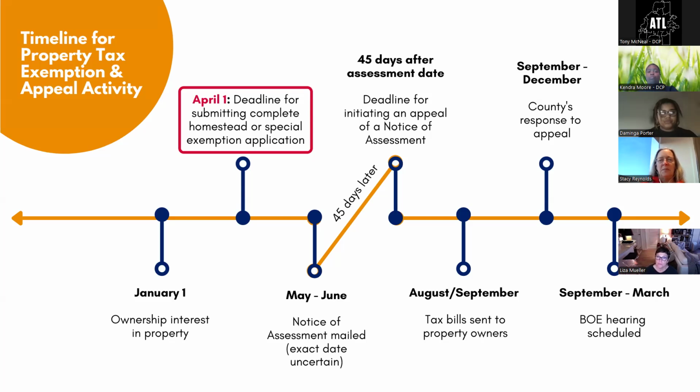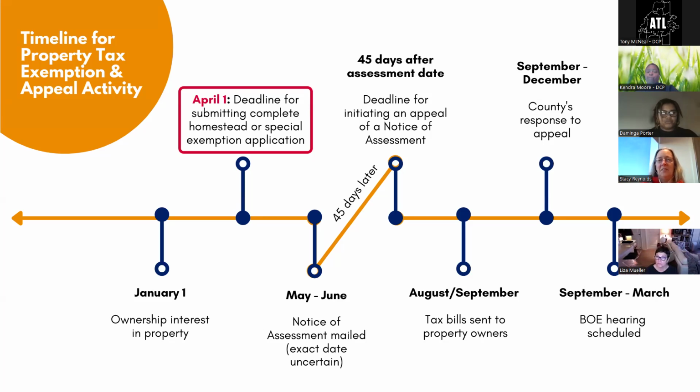Again, the notice of assessment is going to come out sometime in the May-June timeframe. Once it comes out, that 45 days is set. As soon as it comes out, you have 45 days to be able to appeal. And then at the end of that time, you no longer have the right to appeal.